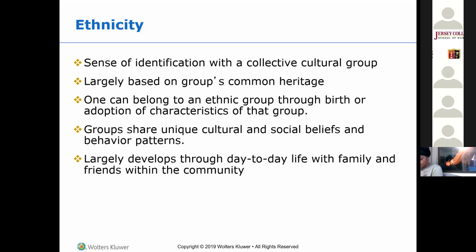So ethnicity, this is a sense of identity within a collective cultural group. It's really based on the group members' common heritage. One belongs to a specific ethnic group, either through birth or through adoption of characteristics of that group. They generally share unique cultural and social beliefs and behavior patterns, including language, dialect, religious practices, music and political interest, food preferences, employment patterns. So ethnicity really talks about day-to-day life with family and friends in the community.